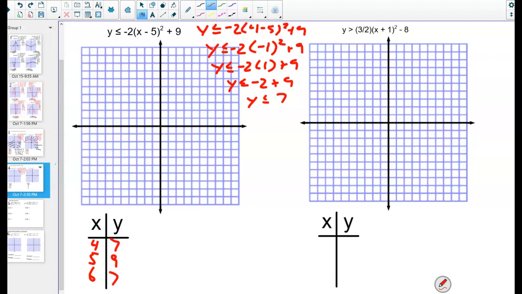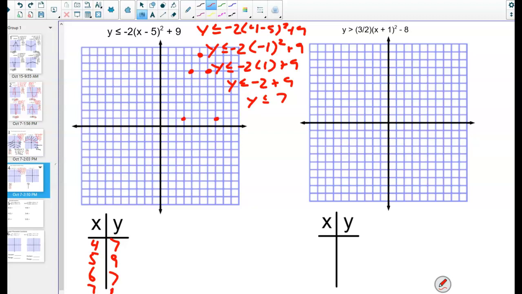We have 6, 7, and 4, 7. If you want that extra point, you can plug 7 in. 7 minus 5 is 2, 2 squared is 4, 4 times negative 2 is negative 8. Negative 8 plus 9 is 1.